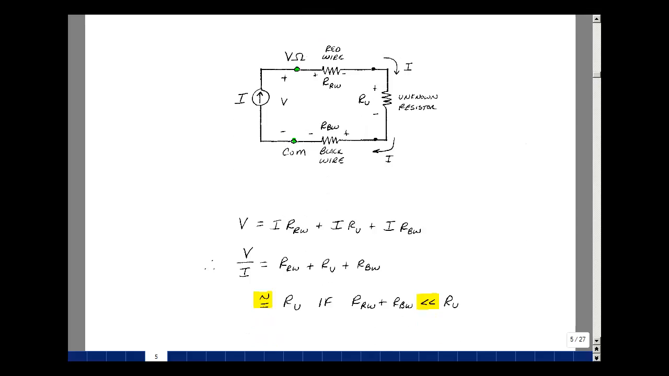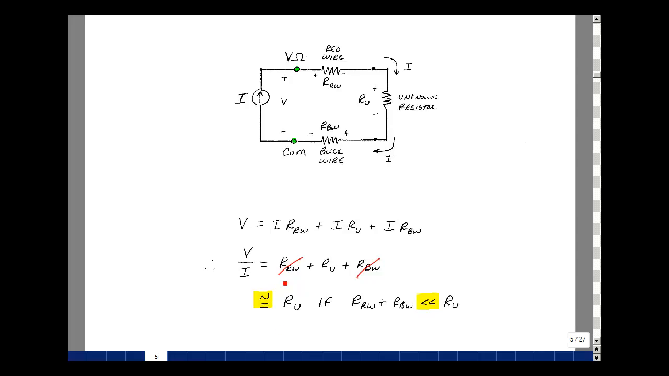The voltage V is equal to I times the resistance of our red wire, our unknown, and our black wire. Pull out the common I, we've got the sum of those three resistances. Now, if our unknown resistance is much, much bigger than the wiring resistance, then we could throw these terms away. We've been measuring our unknown sample.